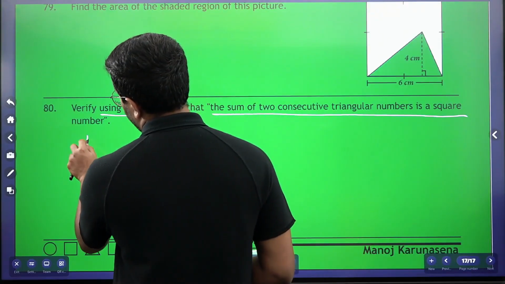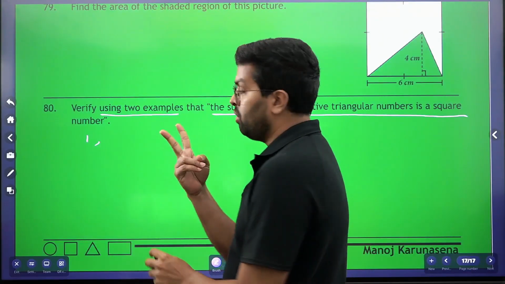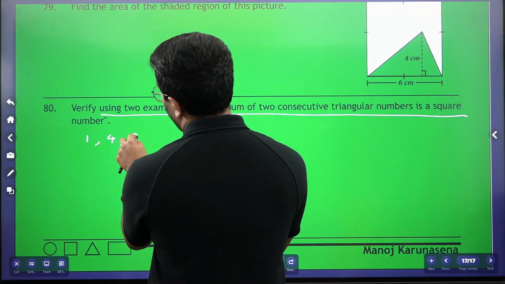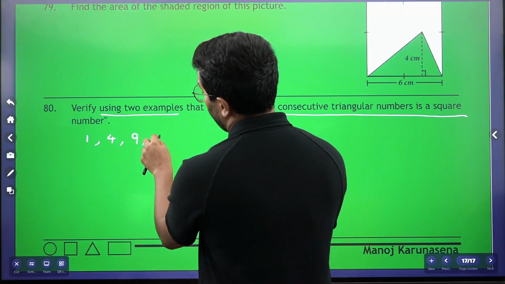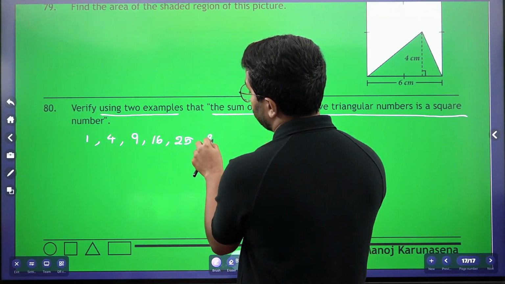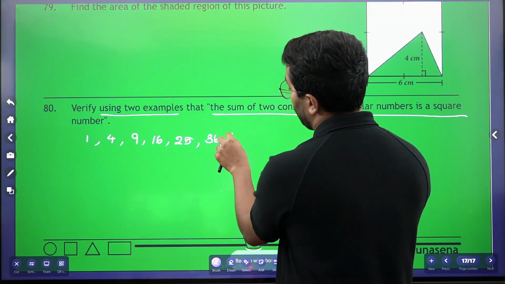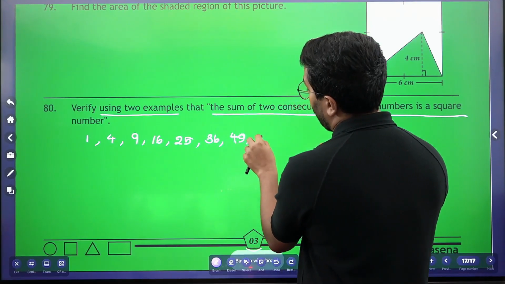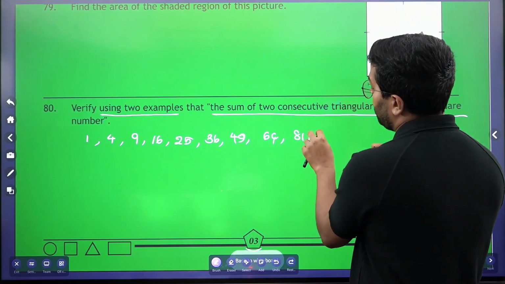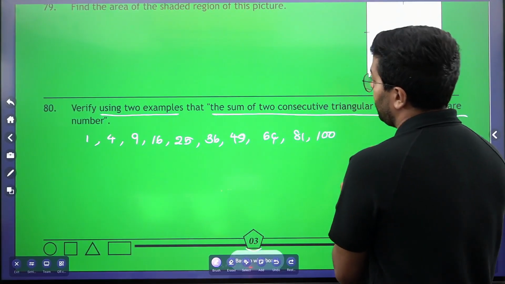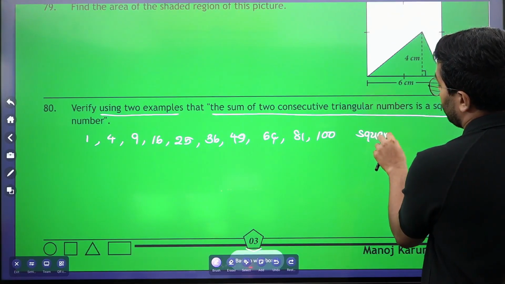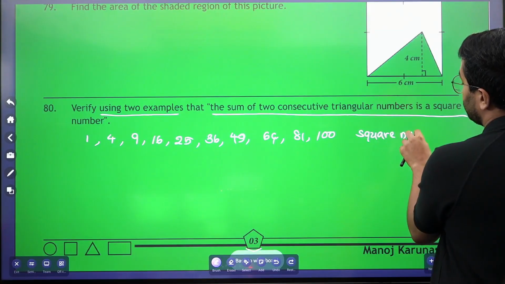1, the second square number, 2 times 2, 4. Next square number, 3 times 3, 9. Next, 4 times 4, 16. 5 times 5, 25. 6 times 6, 36. 7 times 7, 49. 8 times 8, 64. 9 times 9, 81. 10 times 10, 100. So these are square numbers.